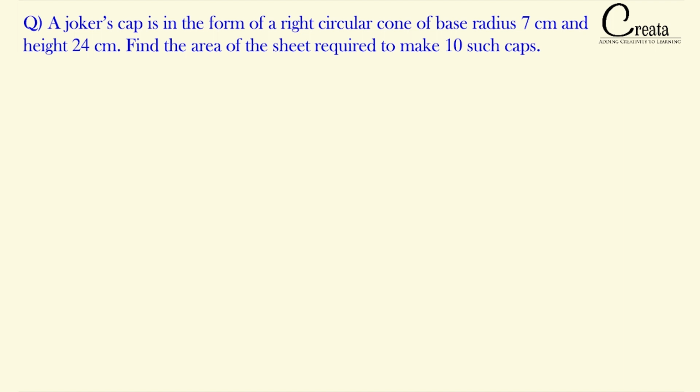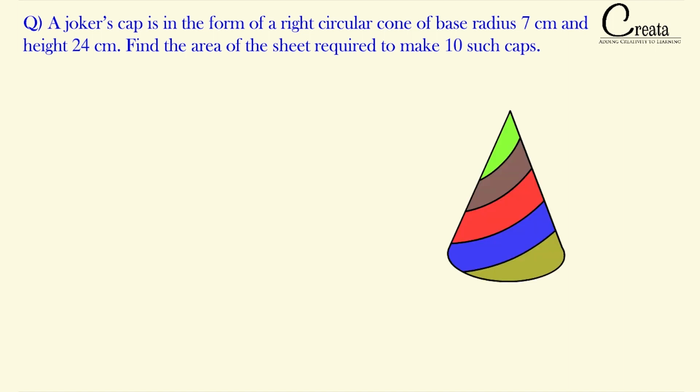This question is talking about a joker's cap which is in the form of a right circular cone, and the radius of the base is given as 7 cm. That is, R is given as 7 cm and height is given as 24 cm. That is, H is given as 24 cm. And we have to find the area of the sheet required to make 10 such caps.